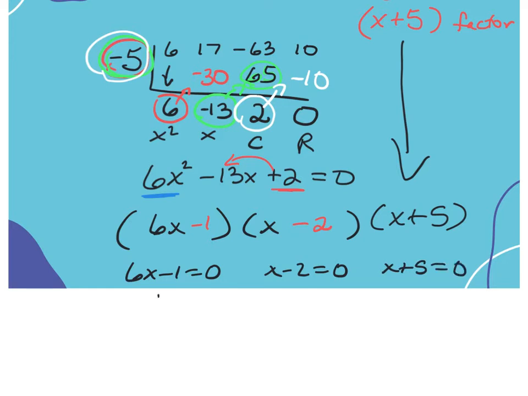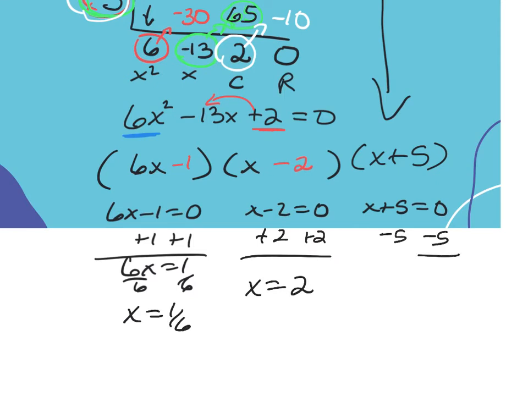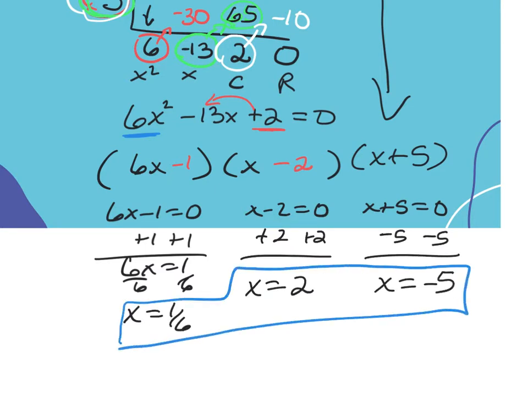Again, if they want the zeros, take it one step further, set each one equal to zero, and solve for x. Add 1, divide by 6. The first zero occurs at 1/6. Over here, I've got another at positive 2. And then the last one is the one they gave me, the negative 5. Now, if you were to key this into a graphing utility, these are the three places that our graph touches the x-axis.